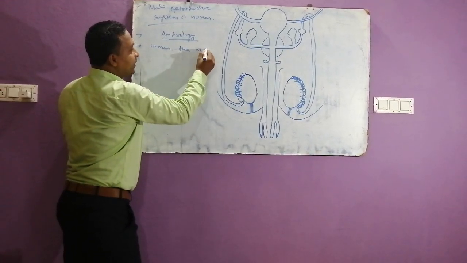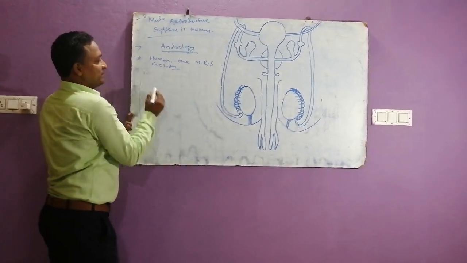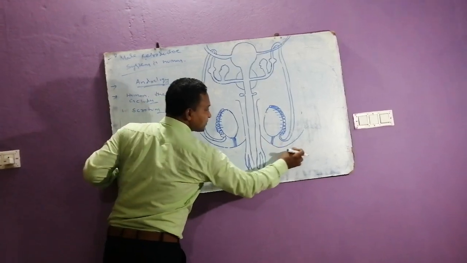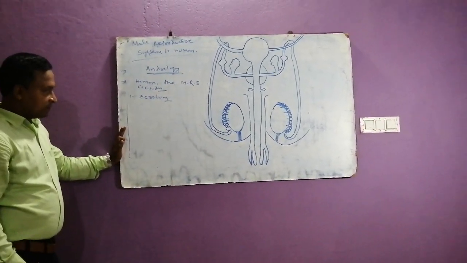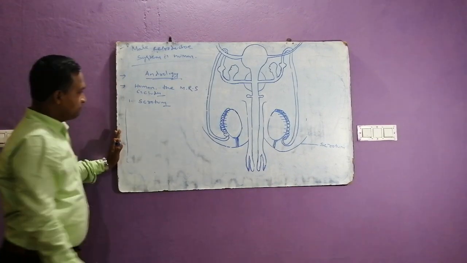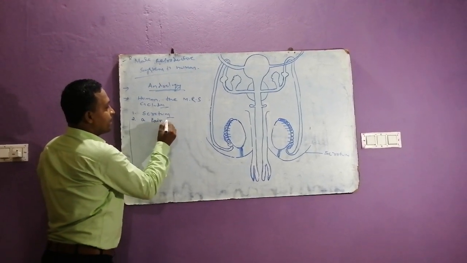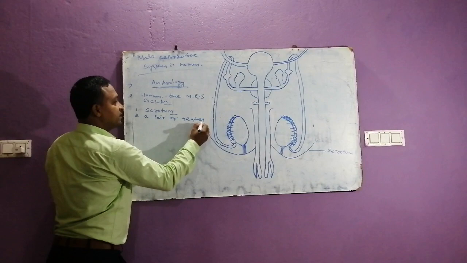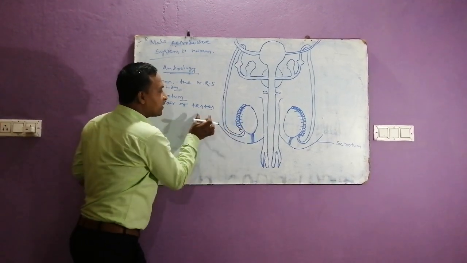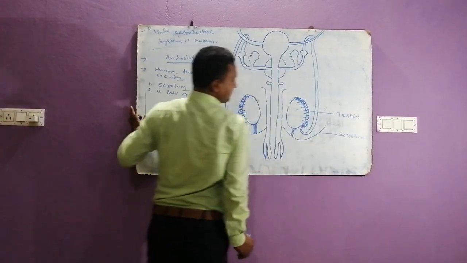In case of human, the male reproductive system includes, first, the scrotum. You can find this structure is called scrotum. The second structure is a pair of testes. This is one testis and this is one testis. The singular is testis, but the plural is testes.